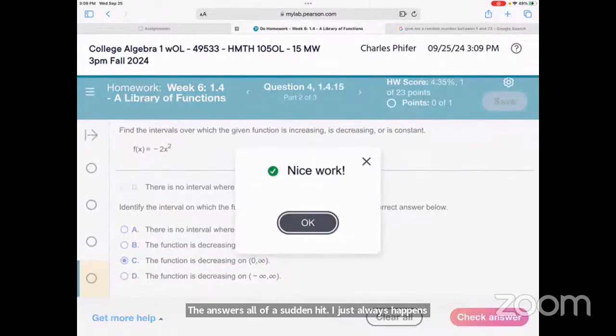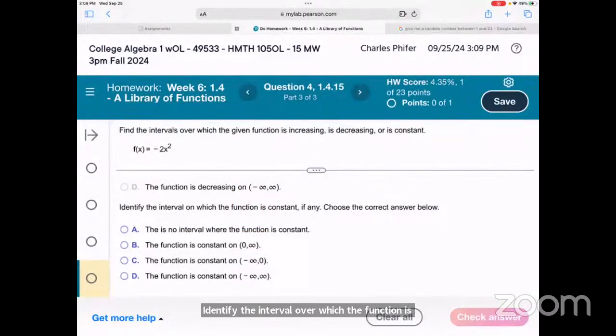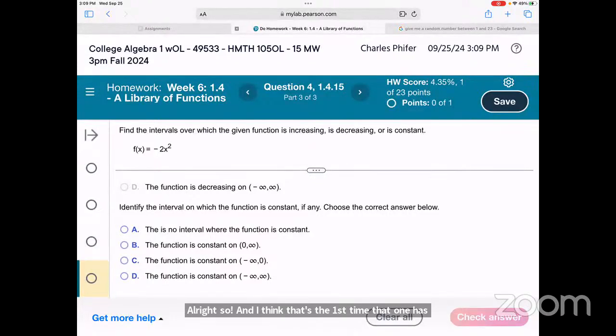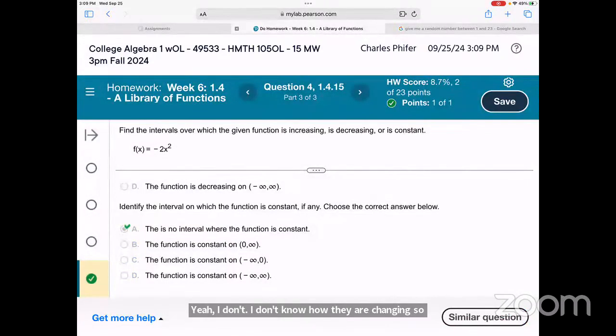Identify the interval over which the function is constant. It's not constant anywhere, so we're going to go with A. All right, and I think that's the first time that one has popped up all day. Yeah, I don't know how they are changing so much, but they are. Let's go to question 16.